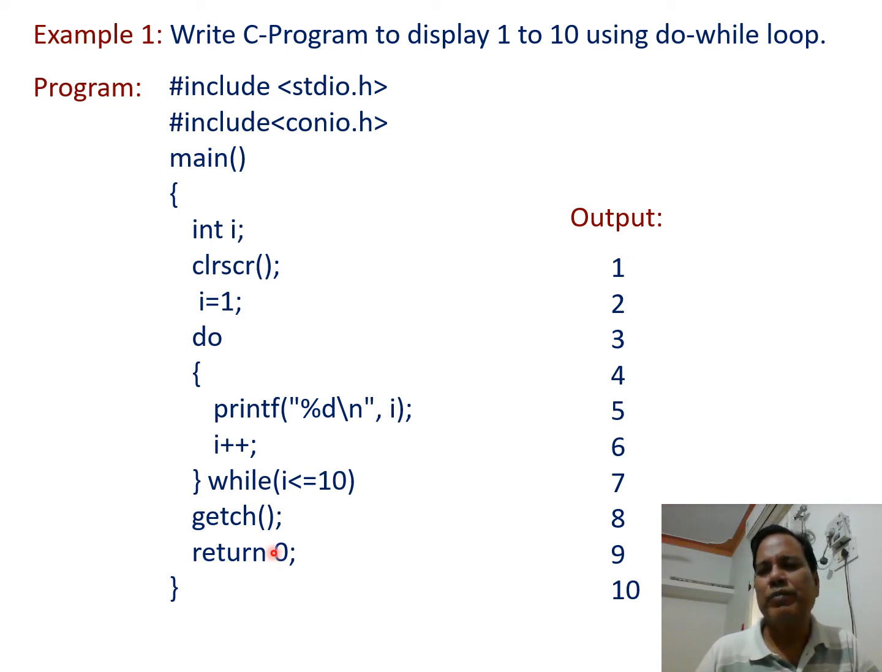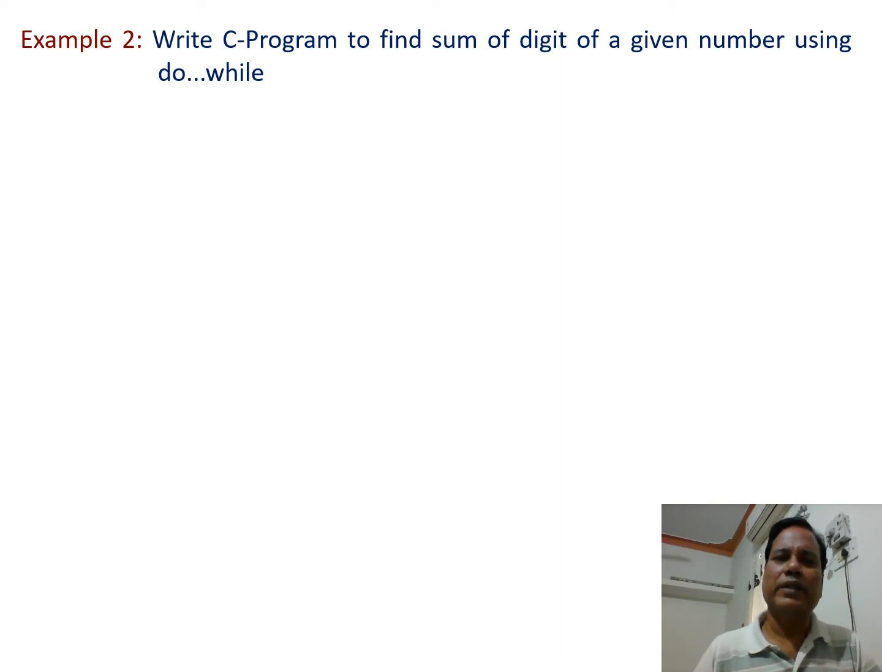If we want to display numbers from 1 to 10 in a single row, then we have to remove \n, and in place of %d, here we can write %3d, so that every number is separated from each other. Now let us take another example.